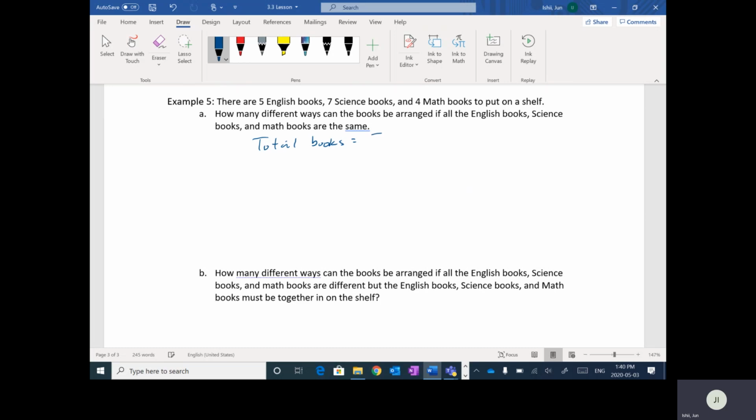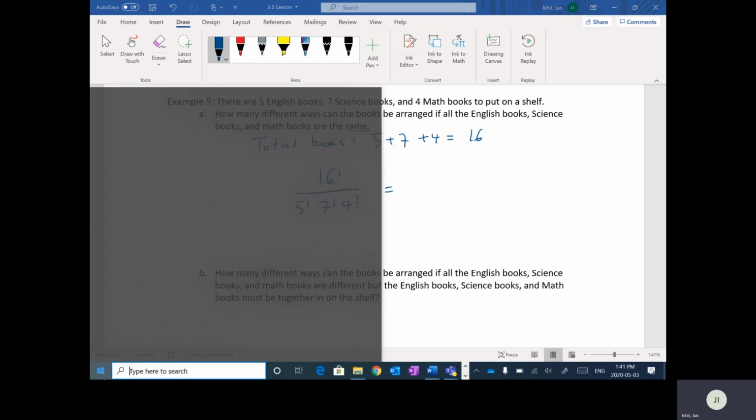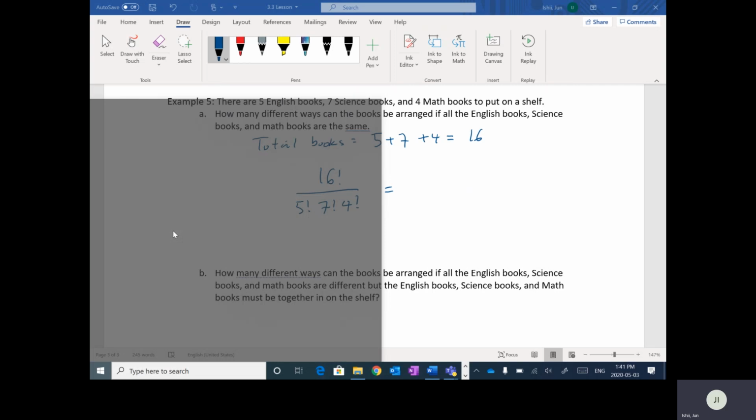It is going to be 5 plus 7 plus 4, which is 16. So to answer this question, I would have 16 total ways of arranging. However, I have 5 exactly same English books, so they're all identical. So I'm going to divide by 5 factorial, 7 science books, so divide by 7 factorial, as well as divide by 4 factorial for the 4 math books.